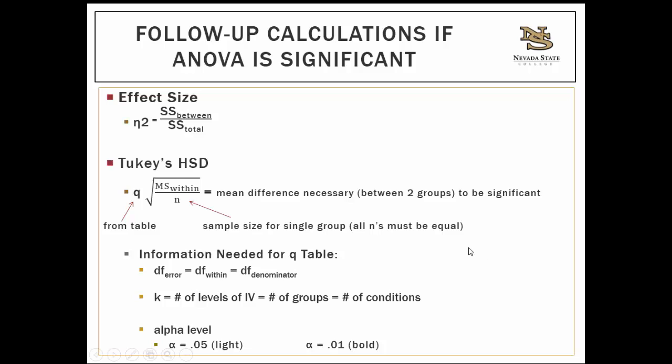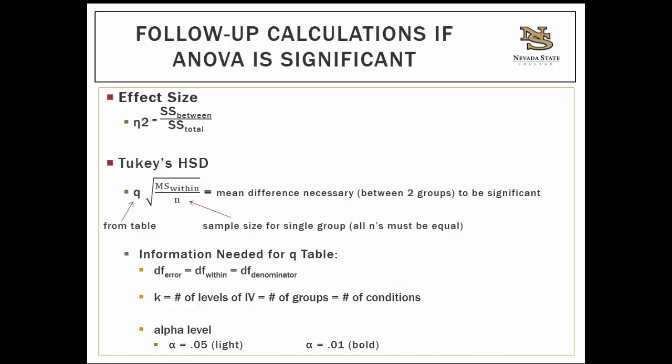Then the next follow-up calculation, if ANOVA is significant, would be Tukey's HSD, right? So the way that you find Tukey's HSD, the honestly significant difference, is you go to a table and you find this value for Q. So for the Q table, you need to know what degrees of freedom error is. And remember, the within portion of your F statistic is the differences due to error, right? Either individual differences or experimenter error. So DF error is referring to degrees of freedom within, which is also the same as saying degrees of freedom denominator if you're looking at the F table.